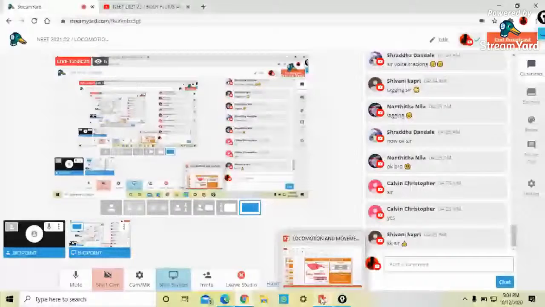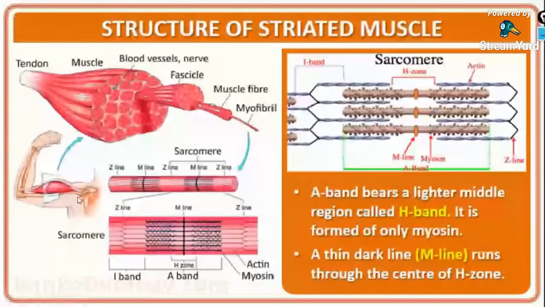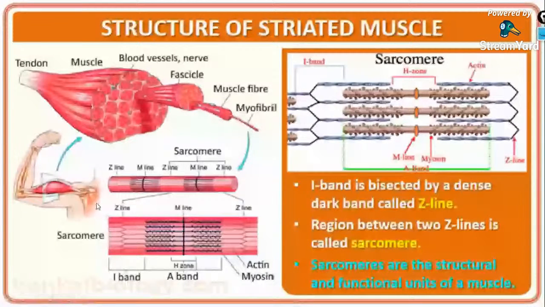Okay. So that is the H band and the M line. Next one is, the I band is bisected by a dense dark band called the Z line. And the region between the two Z lines, you will call a sarcomere.